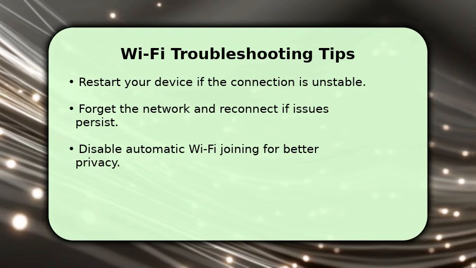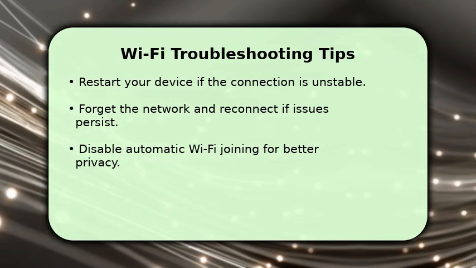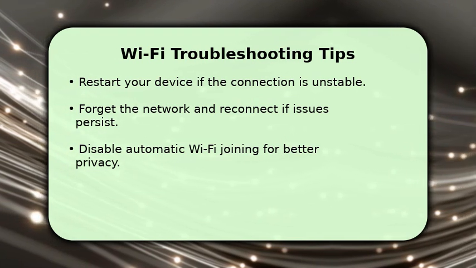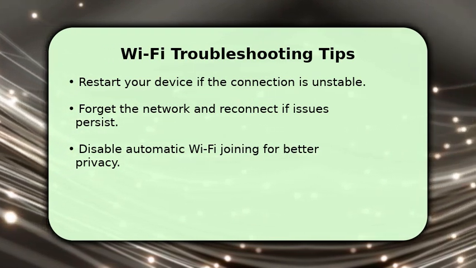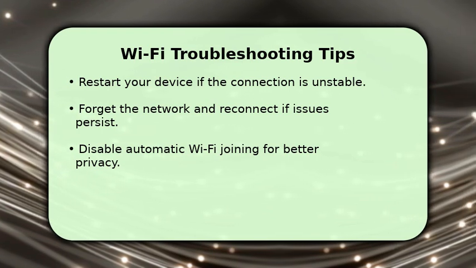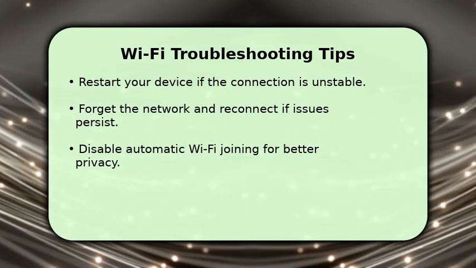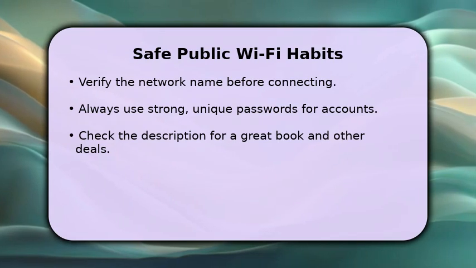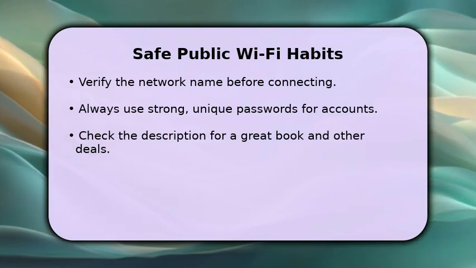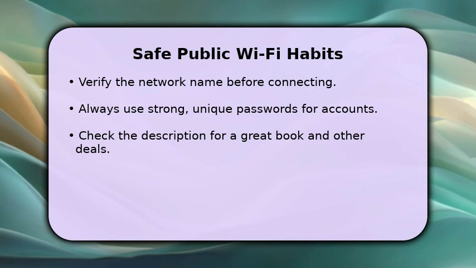For privacy, it's a good practice to disable automatic Wi-Fi joining on your device. This prevents your phone from connecting to unknown networks without your explicit permission, keeping you safer. Always double-check the network name to ensure you're connecting to the legitimate public Wi-Fi, not a fake one.